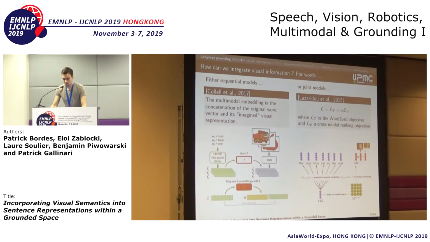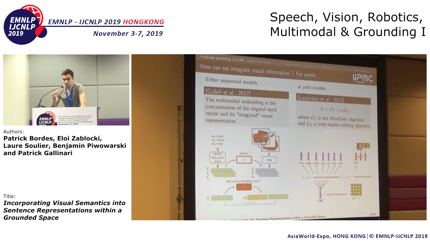Now, the first applications were for word embeddings. We have two families of models. First, on the left, the sequential models, in which textual and visual representations are built separately and then combined afterwards. This is an example from the work of Collell et al., in which they learn a projection from the word2vec embedding to the visual representation of the object for a set of 5,000 concrete objects.